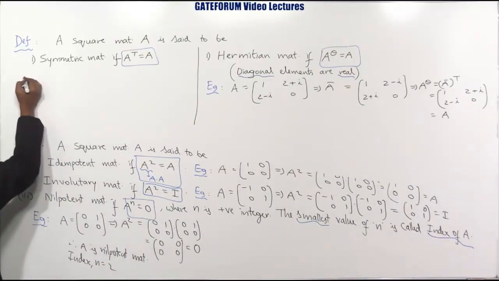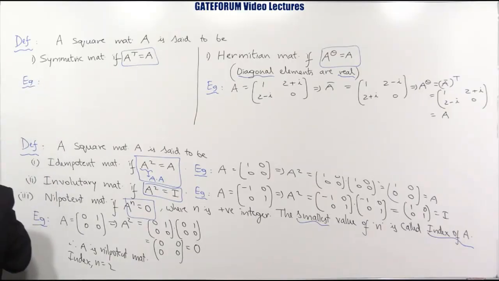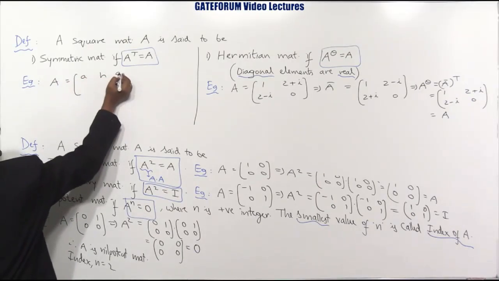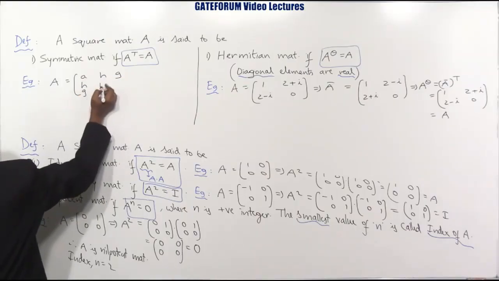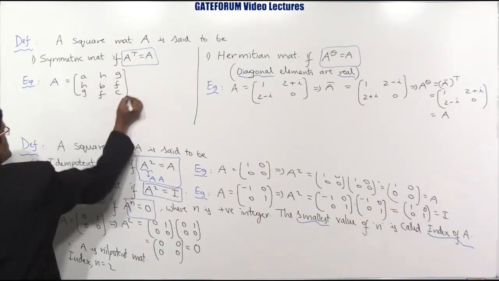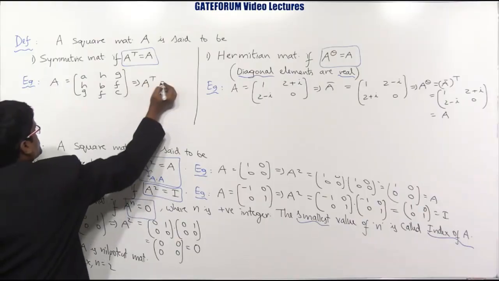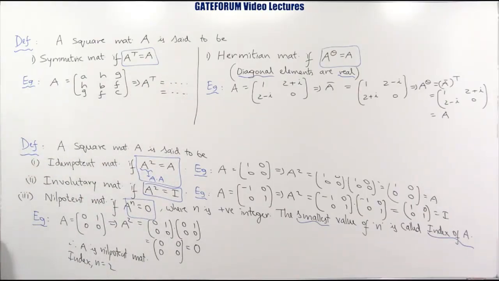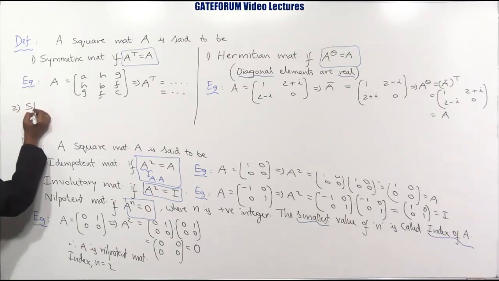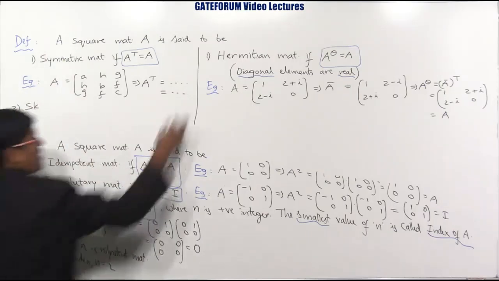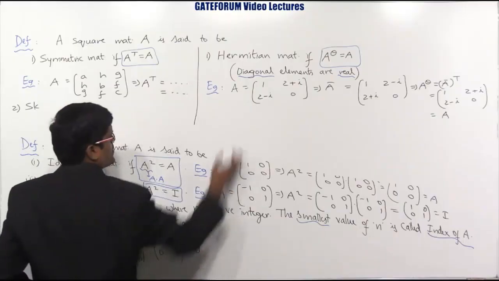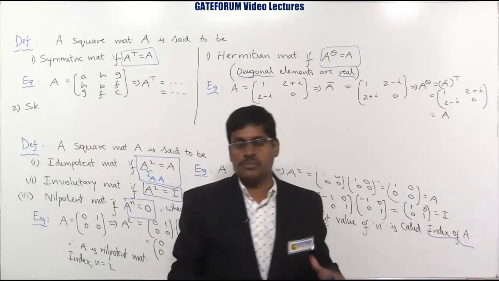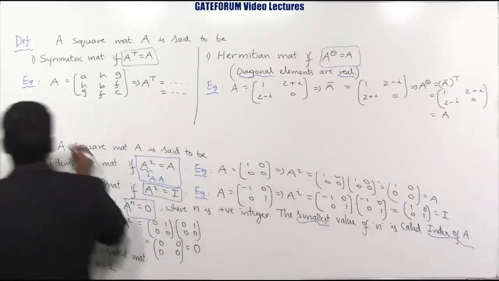Similarly, verify later examples. I showed one example there. A is equal to [a, h, g; h, b, f; g, f, c]. Please find A transpose, all of you. Check it. Second definition. So one side are real number matrices, the other side has at least one complex element. So the left side matrix definitions are real matrices. The right hand side definition matrices are complex matrices.